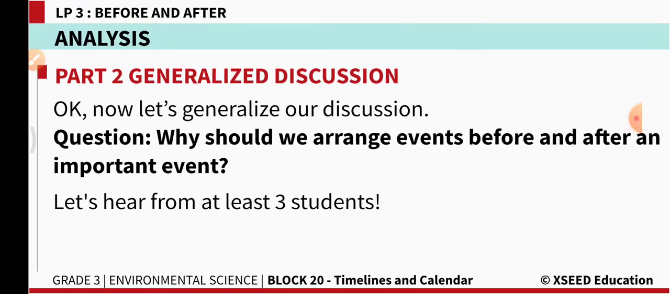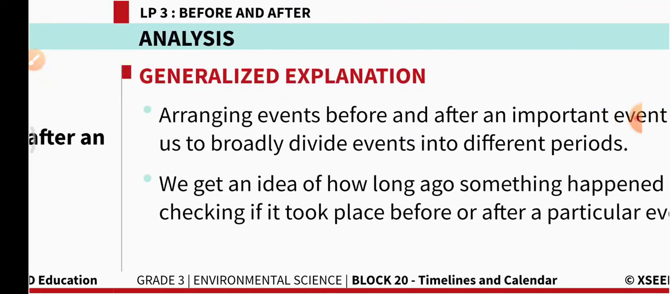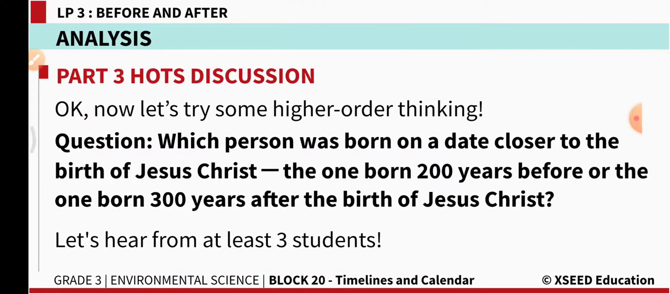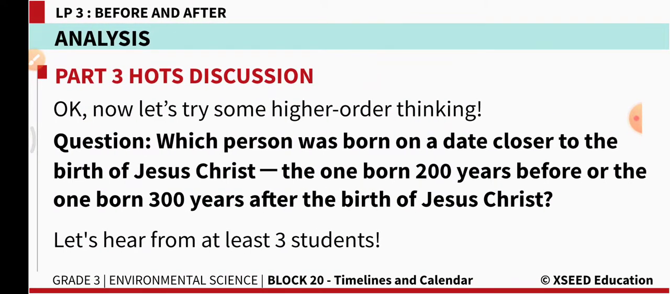Why should we arrange events before and after an important event? Arranging events before and after an important event helps us to broadly divide events into different periods. We get an idea of how long ago something happened by checking if it took place before or after a particular event.